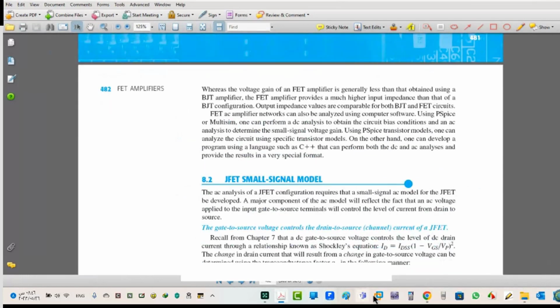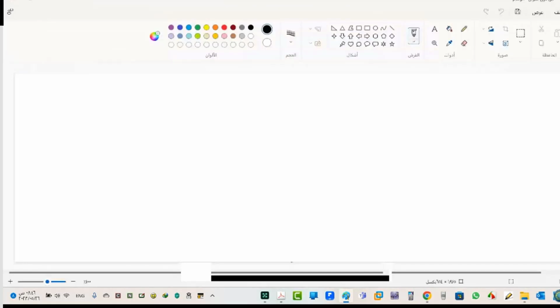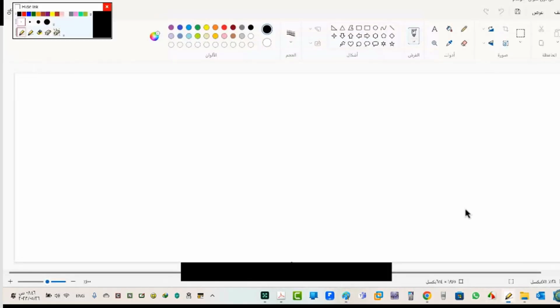Where's the note? Here's the note. This is the note. I'll use my pen to write. Okay. Yeah.